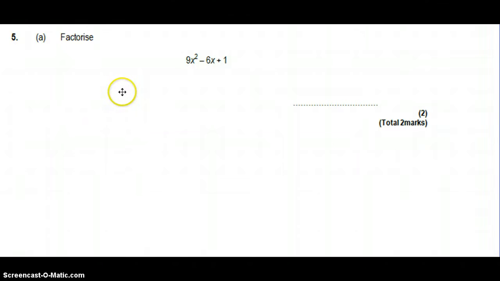Hello there, this is a factorising question from a test that my Year 11 class sat, and it's the type of thing that can appear on the Maths Higher paper. So what we're going to do is try and factorise it.